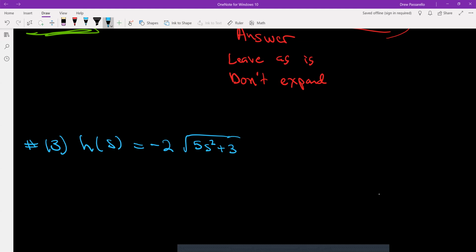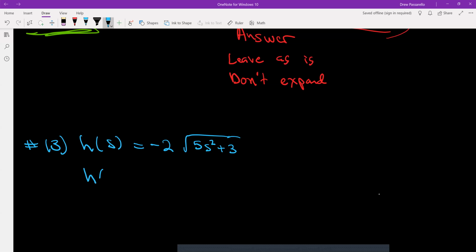Okay, so the variable in this case is s. h of s is equal to negative 2 times the square root of 5s squared plus 3. Our outside function that I'm going to consider is taking the square root. And when we handled square roots in the previous section, we did the power rule. And we applied the power rule by writing the square root as the quantity raised to the 1/2 power.